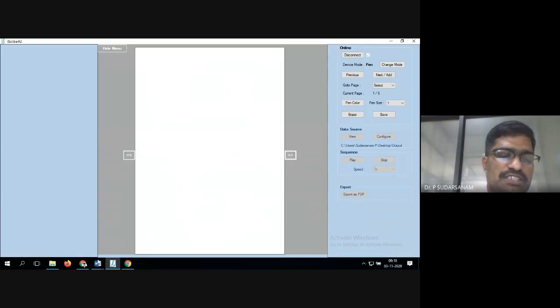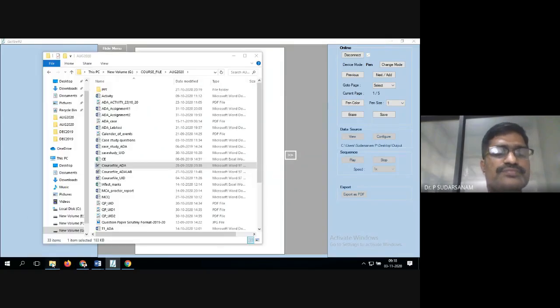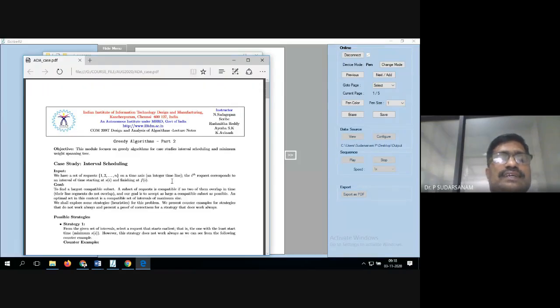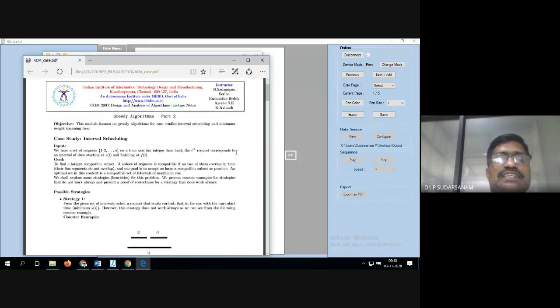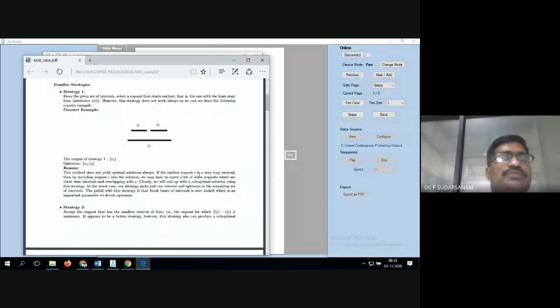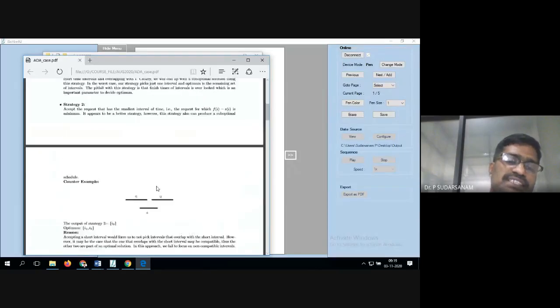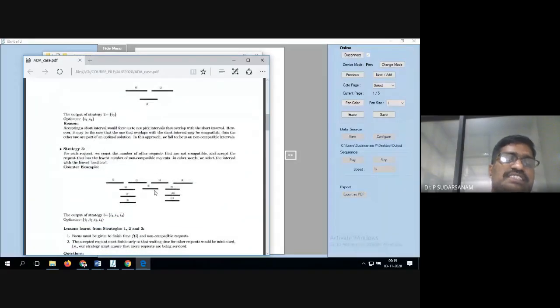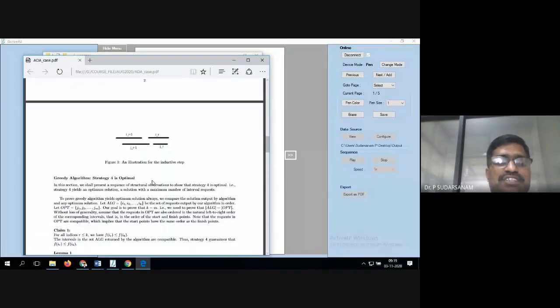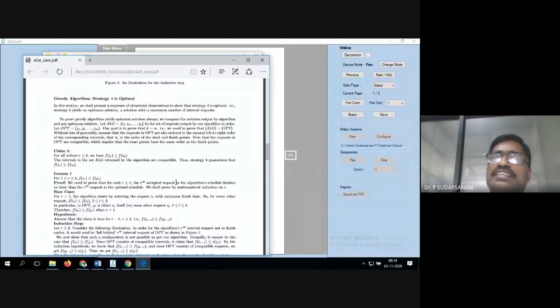The case study question, I will share it now here. Indian Institute of Technology Design and Manufacturing: they have given this greedy algorithm part 2, interval scheduling. See the input and output, how they told it, because they have given strategy 1, strategy 2, strategy 3, and reasons 1, 2, 3, and what questions they have given. So you see how they solve their problems.